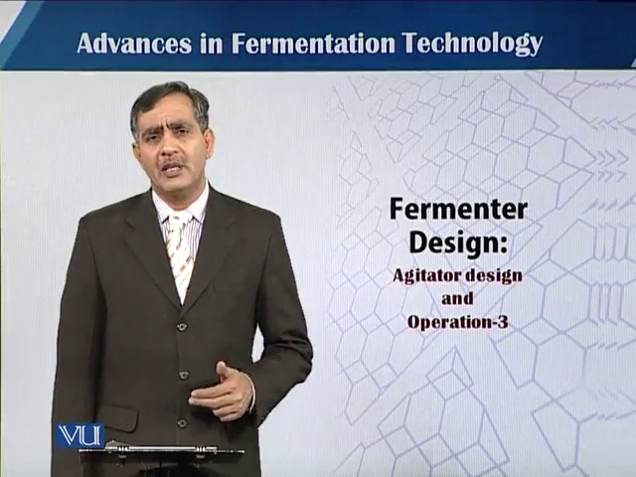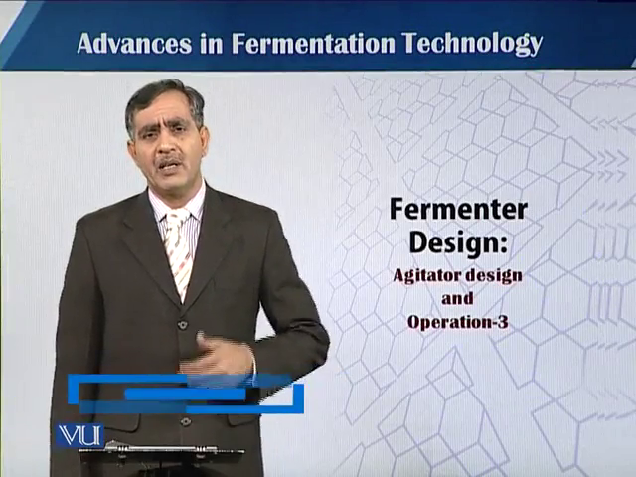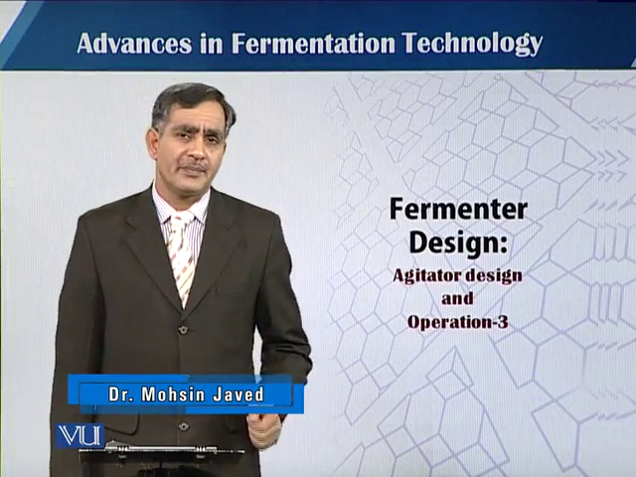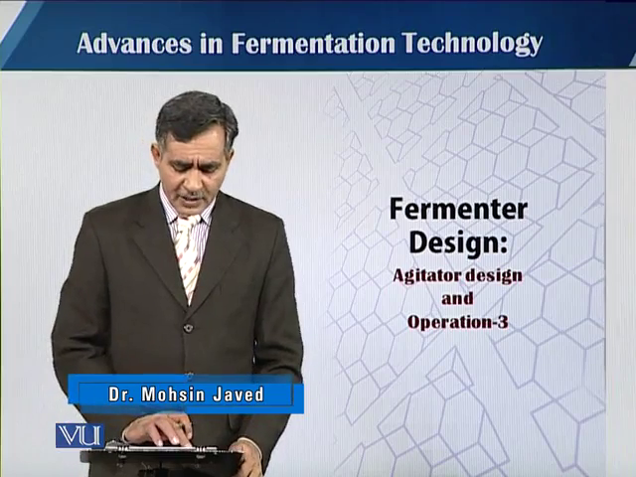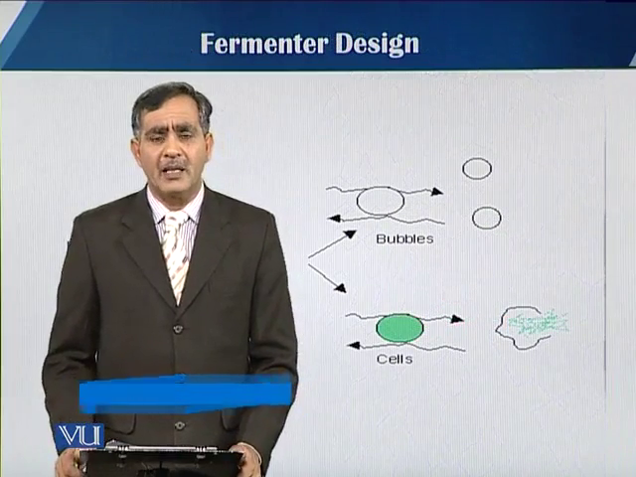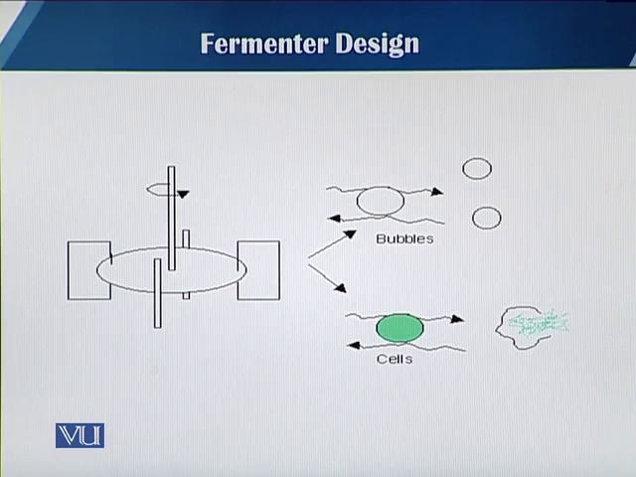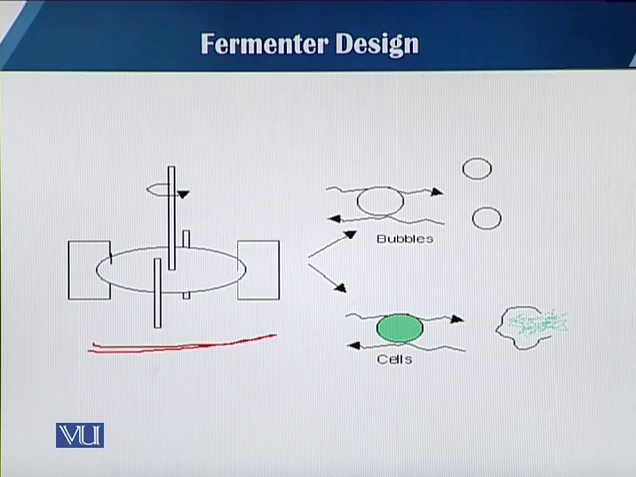This module is actually an elongation of the previous module, where we were talking about radial flow impellers. As I have already told you, radial impellers are mostly used when we have to create a high shear effect. You can see in this slide and diagram that when there is a radial flow, this is the Rushton turbine impeller, and this is the blade.